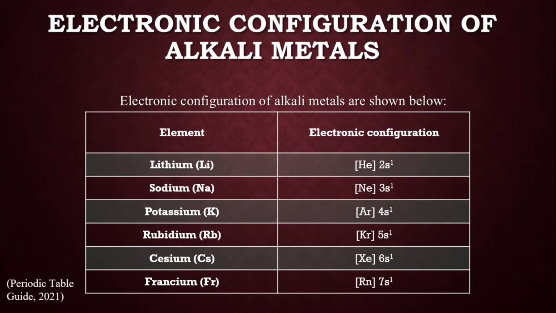Electronic configuration for these metals are shown below. Lithium, sodium, potassium, rubidium, cesium, francium. And as you can see, these are the electronic configuration.